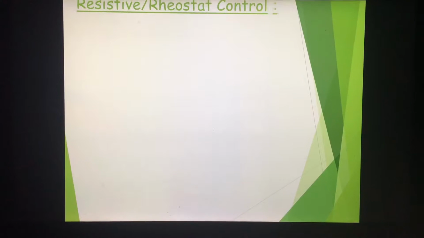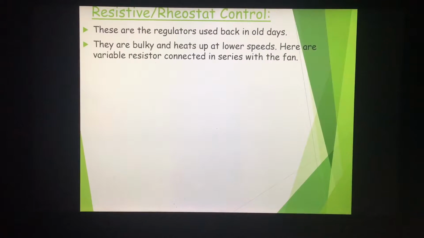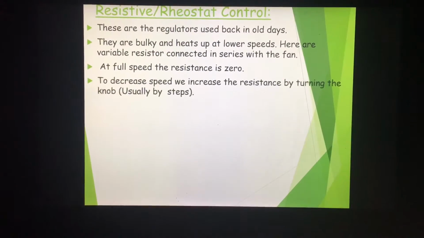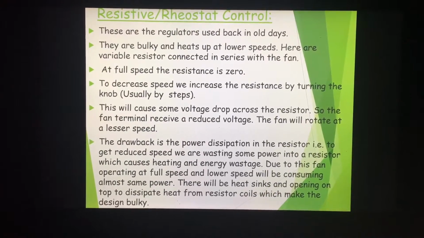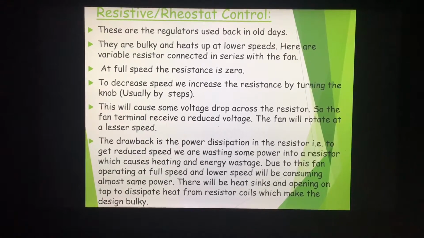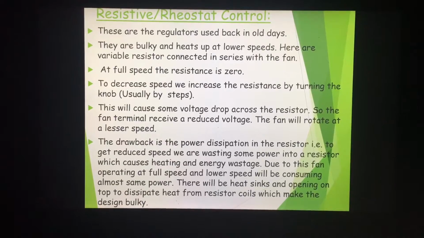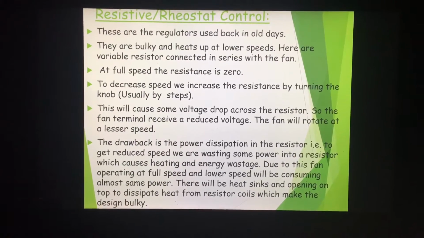Resistive control. These are the regulators used back in the old days. They are bulky and heat up at lower speed. Here, variable resistors are connected in series with the fan. At full speed the resistance is 0. To decrease speed we increase the resistance by turning the knob. This causes a voltage drop across the resistor, so the fan terminal will receive a reduced voltage. The fan will rotate at lower speed.